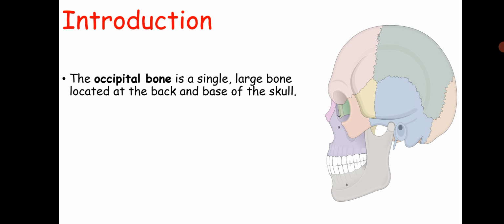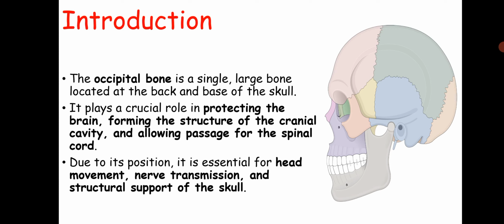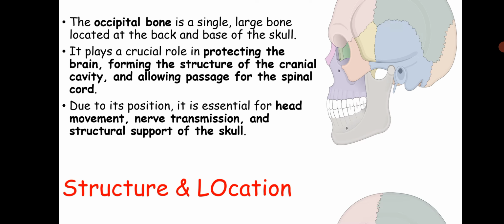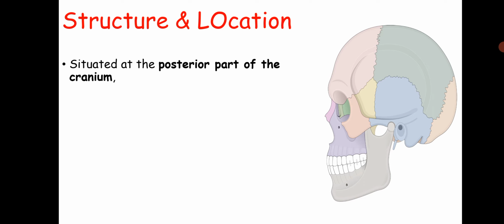Occipital bone is single large bone located at the back and base of skull. It plays a crucial role in protecting the brain, forming the structure of cranial cavity and allowing passage for the spinal cord. Due to its position, it is essential for head movement, nerve transmission, and sutural structural support of the skull. Let's talk about structure and location of occipital bone.